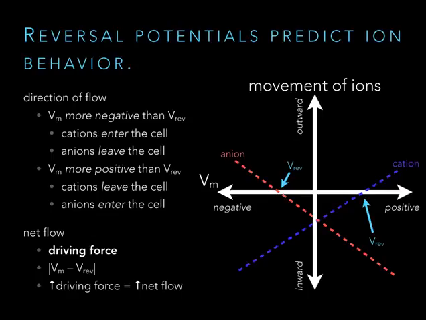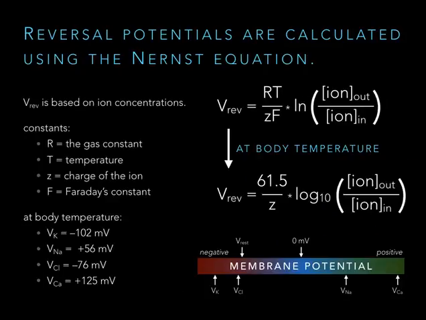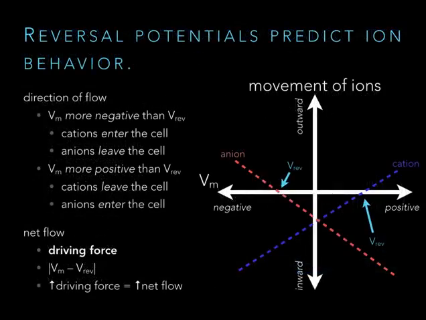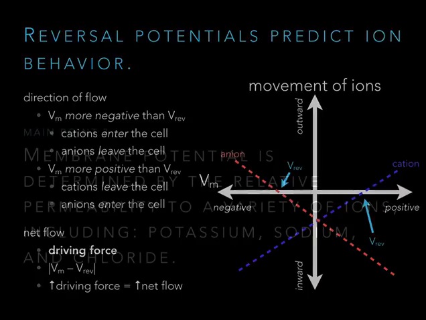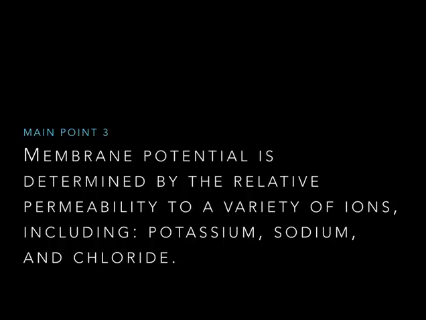So if you understand the reversal potential, and you can calculate it using the Nernst equation there, or if you just simply remember the values that I've given you here, you can tell how ions move. We should know that if we're more positive than the reversal potential for a cation, then that cation is going to leave. So at rest, potassium leaves. At rest, sodium enters, and that's because of differences in their reversal potential. If we understand reversal potential, now we're ready to talk some more specifics.